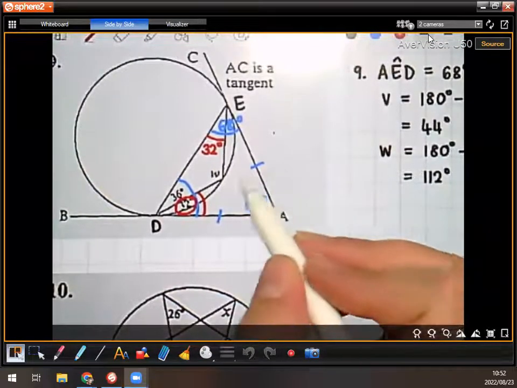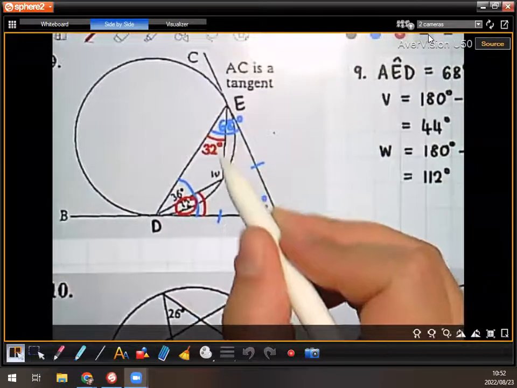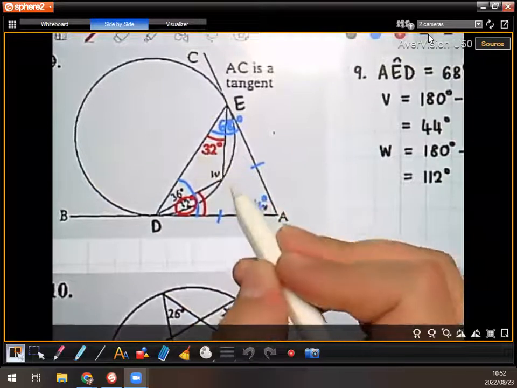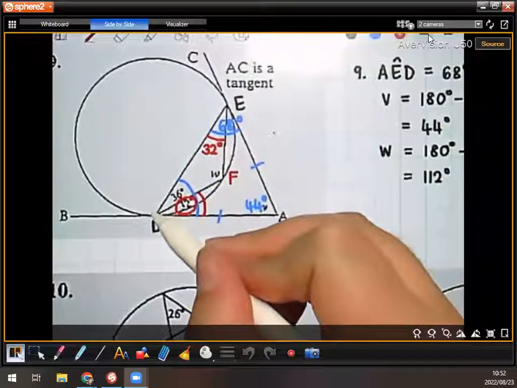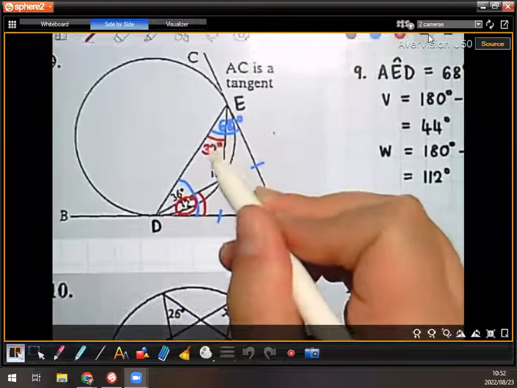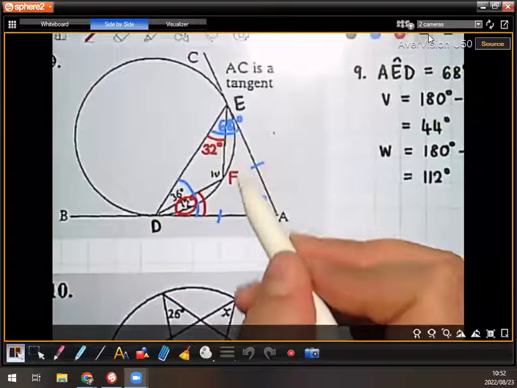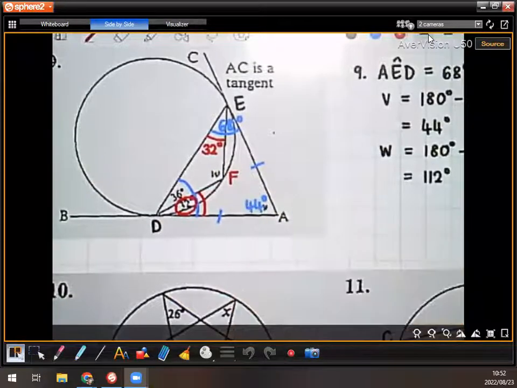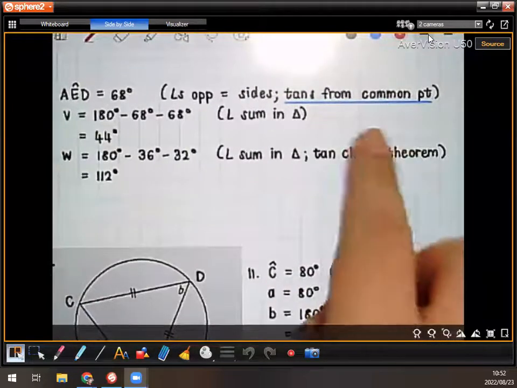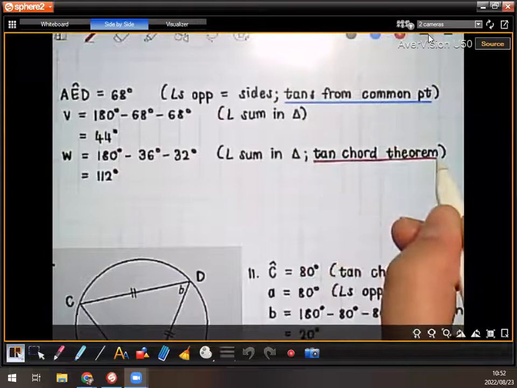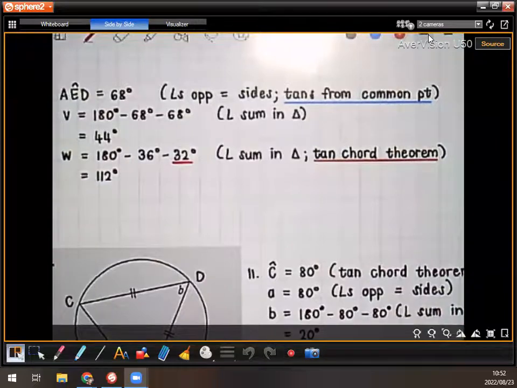So guys, again, sorry, my bad, I wasn't able to first label this angle. If I had made this an X, for example, then I would have said angle DEX is 32 degrees because of the tan chord theorem. And then in a separate line, I would have said the angle from the triangle, but I forgot to label this one. So I put both of those reasons in one line. The tan chord theorem is explaining why that angle on the inside of that triangle was 32.